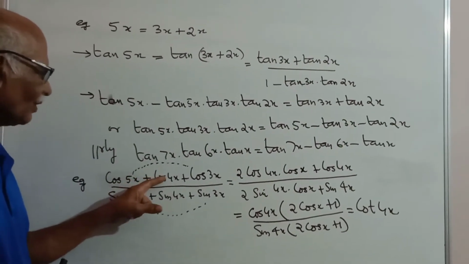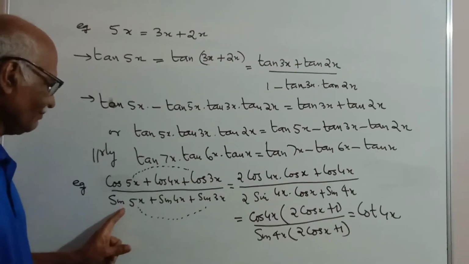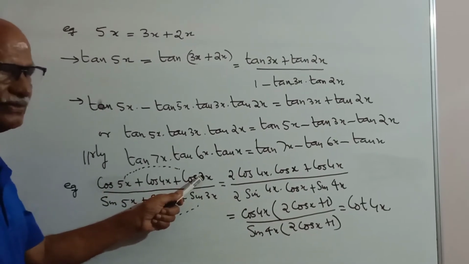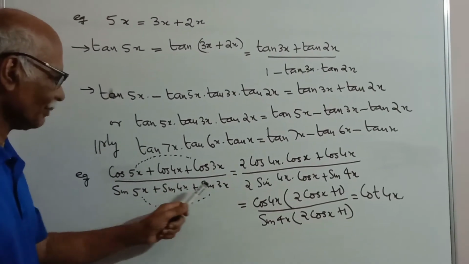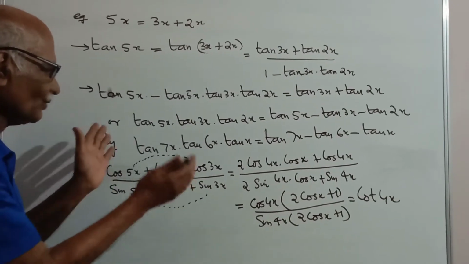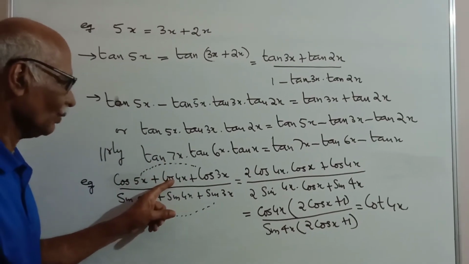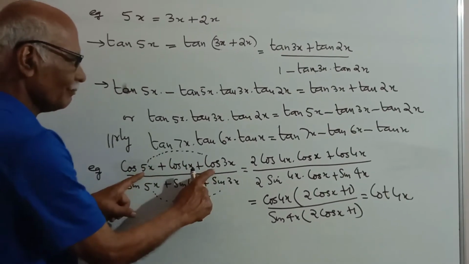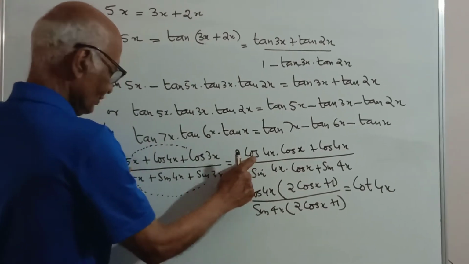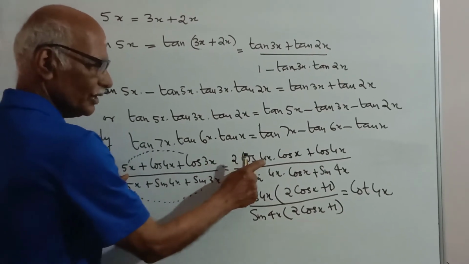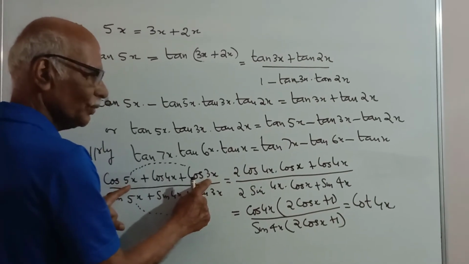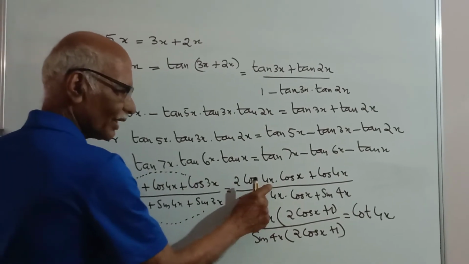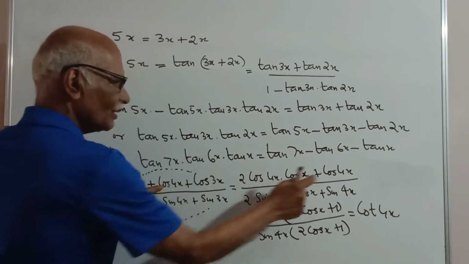Cos 5x plus cos 4x plus cos 3x by sin 5x plus sin 4x plus sin 3x. You see 5x plus 3x is 8x. So you will combine those two terms first. You will keep this term as such and simplify the two terms here. Now cos 5x plus cos 3x is 2 cos of 5x plus 3x, 8x by 2 is 4x, times cos of 5x minus 3x, 2x by 2 is x. So cos 5x plus cos 3x is 2 cos 4x cos x, and plus cos 4x.